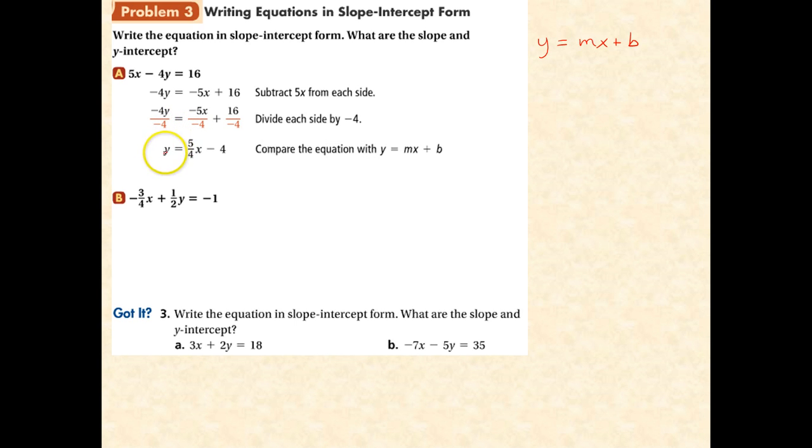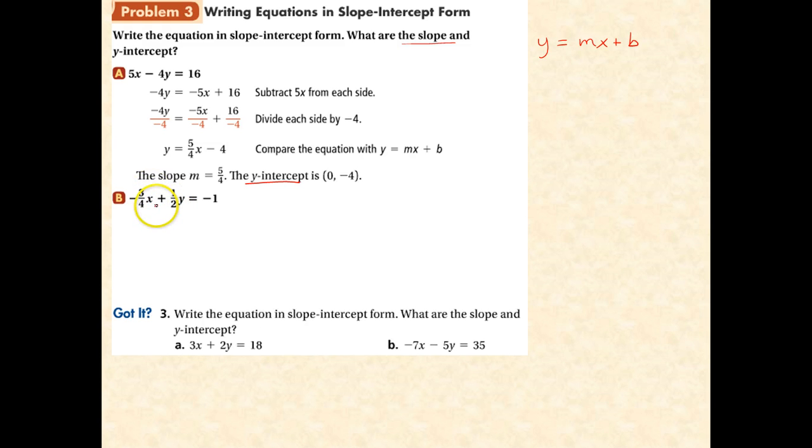So we compare this with y equals mx plus b. And what are the slope and the y-intercept? The slope is 5 over 4. And the y-intercept is (0, negative 4). Remember that when they ask for the y-intercept, it's a point. It's (0, b). It's not just the number b.